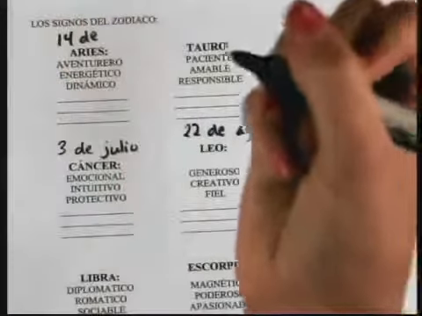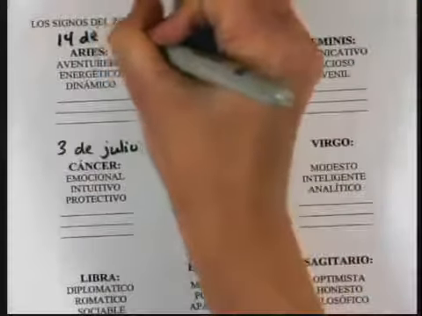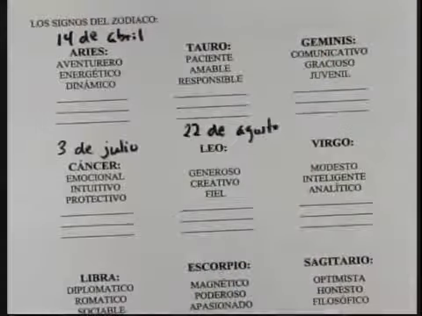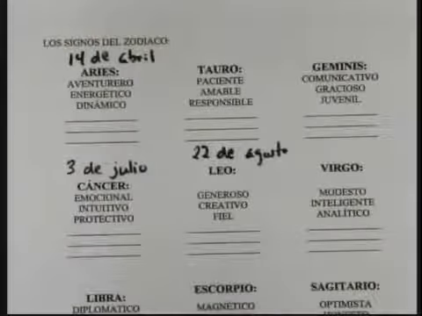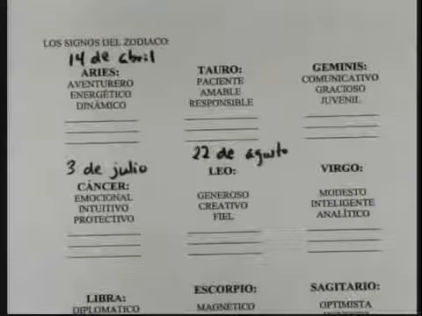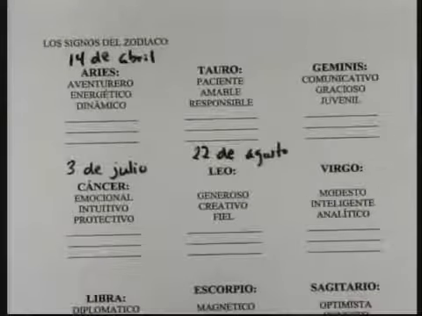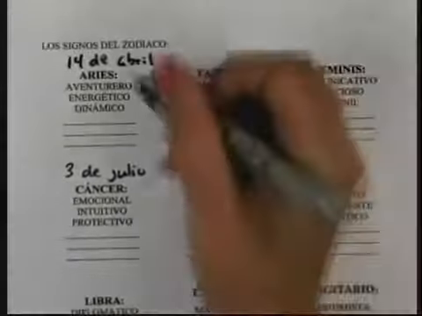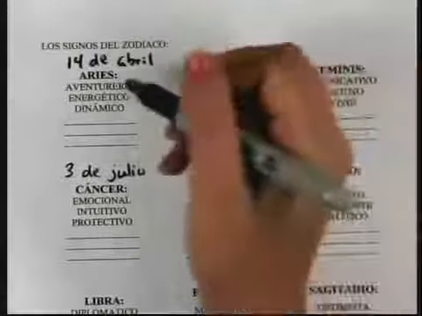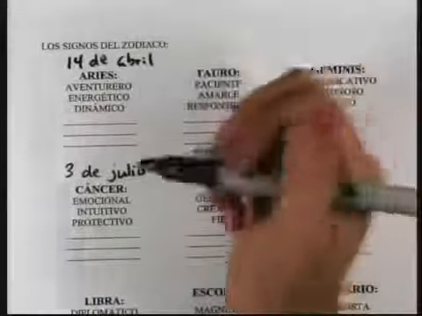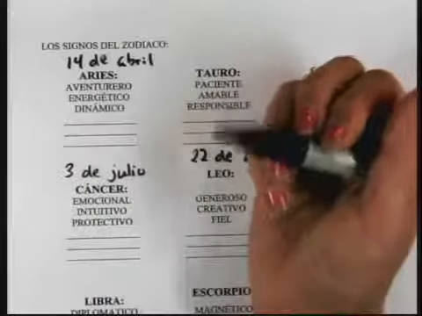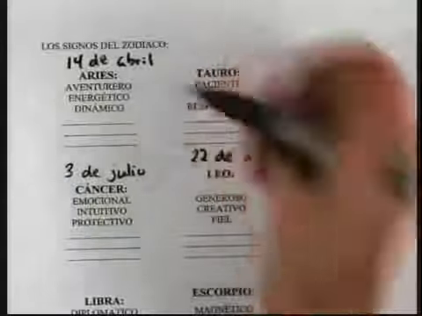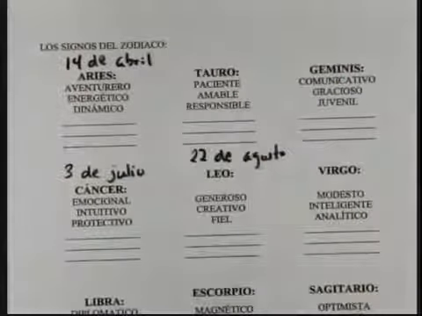Y finalmente, el 14 de abril es Aries. Aries, eres aventurero, energético y dinámico. Are you adventurous, energetic, and dynamic? Claro que sí, estoy de acuerdo. Now, remember, if I'm asking a female Aries, I would say eres aventurera, energética, dinámica. Those O's would be a, because they're adjectives.